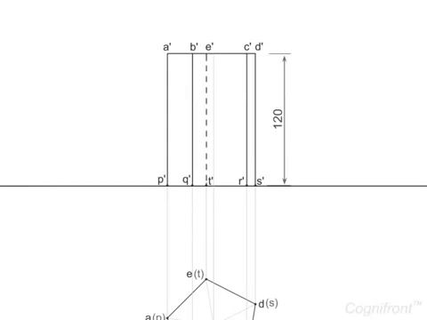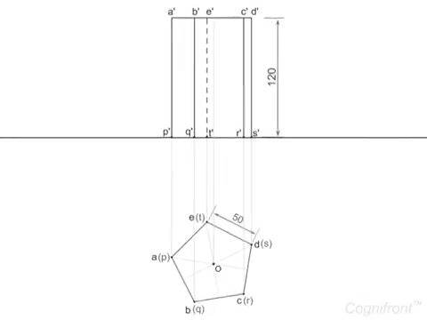Here A dash, B dash, C dash, D dash, E dash is the top face of the prism in front view. So here we are with a complete view of the given pentagonal prism.